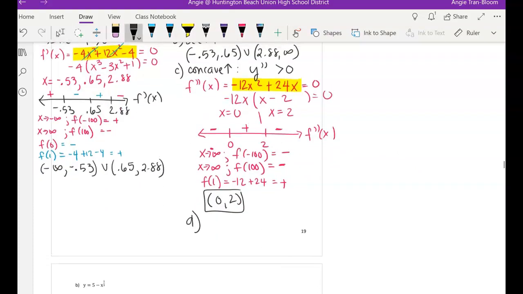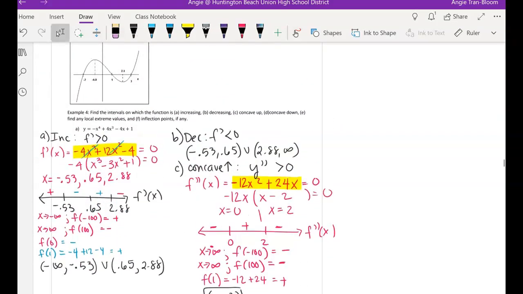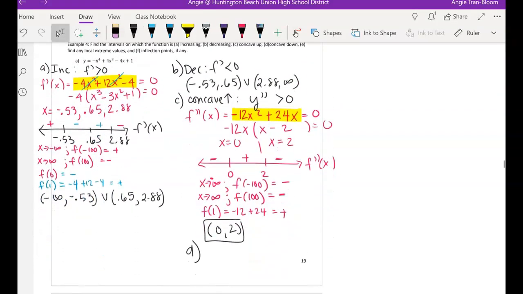Oh my gosh, did I use up the whole page already? Concaving down from negative infinity all the way to 0, and from 2 to infinity, because concaving down is when the double derivative is less than 0.